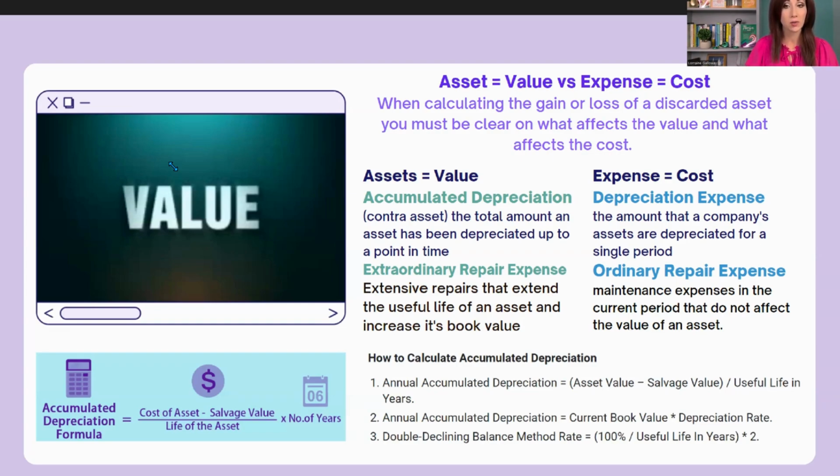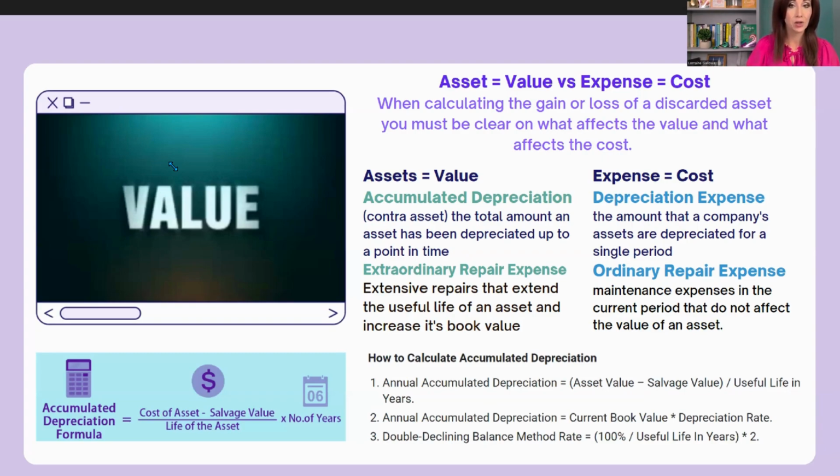Now, an ordinary repair expense is an expense. This one is the maintenance expenses in the current period that do not affect the value of the asset. These are things that just maintain your vehicle, for example, oil change, car rotation, windshield wiper fluid, the things that keep the machinery running and moving smoothly. These are the things that have to be maintained every day, every month, in order for it to even be usable. And that's the difference between the extraordinary repair expense versus the ordinary repair expense.